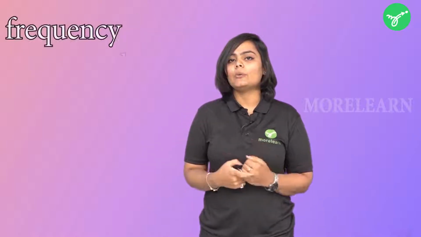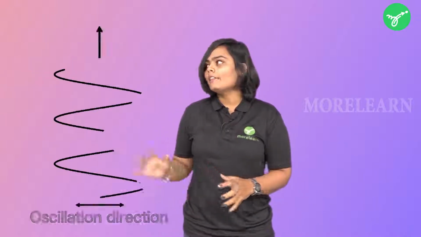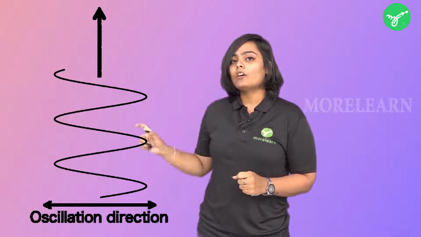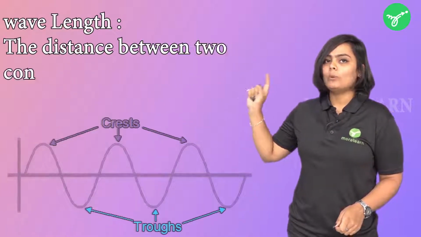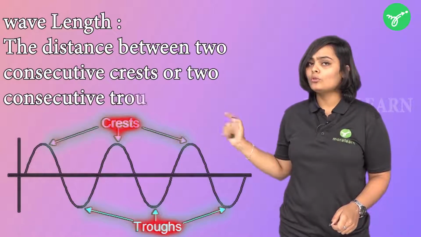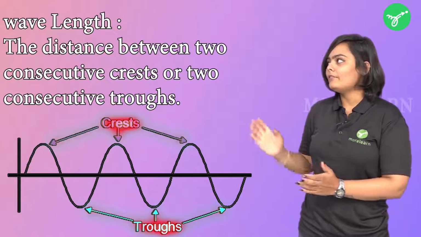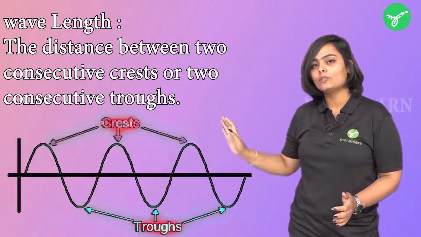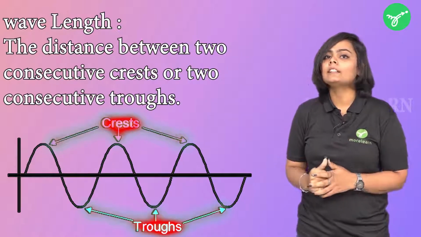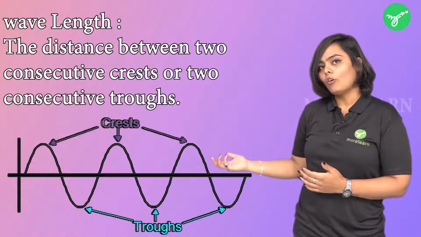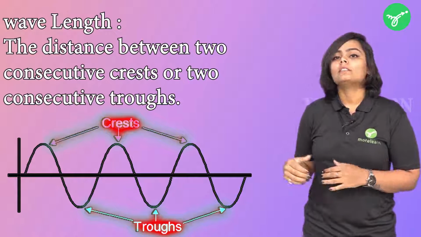So we have frequency, wavelength and amplitude when we talk about a longitudinal wave. We have a longitudinal wave. In the longitudinal wave, wavelength can be defined as the distance between two consecutive crests or two consecutive troughs. So by this I mean we have hills and valleys, as I told you. So the distance between the top of two hills is called a crest, or you can also say the distance between the two troughs or the valleys is called the trough.